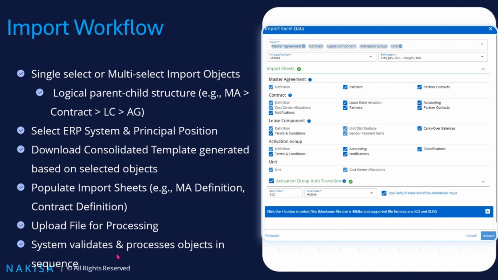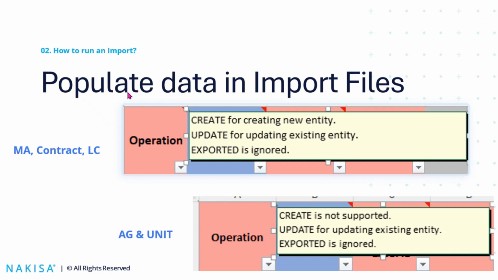The next step will be the system will validate and process the objects in sequence. So we'll go through the next steps. As I was mentioning before, when you're populating the data in the import files, just keep in mind that you have this pop-up available as a note, which will remind you that at the master agreement, contract, and LC, you have the option of creating new entities. And under the AG and units, there will be a notification for you to follow as well to remind you that you cannot create these entities. You can only update them.